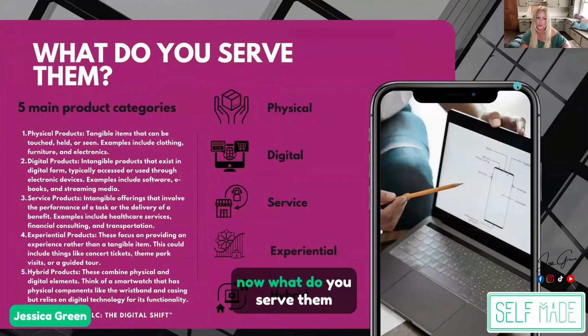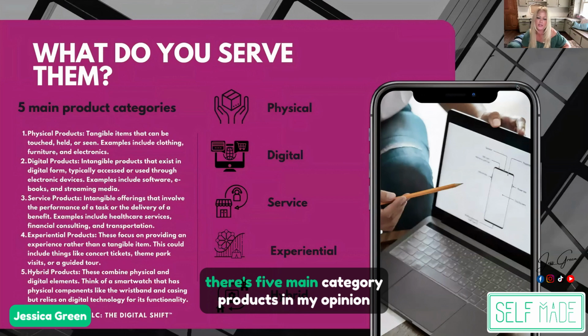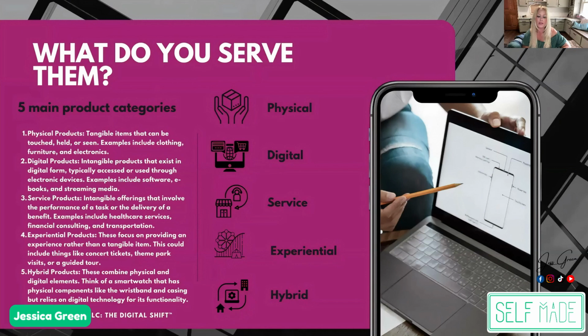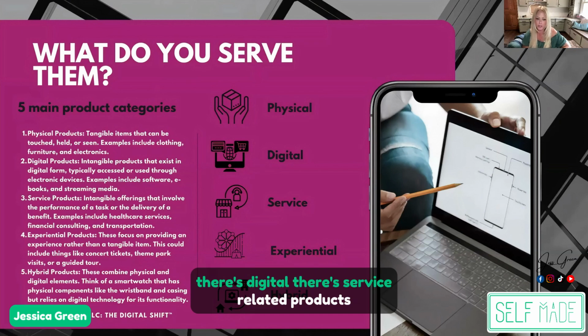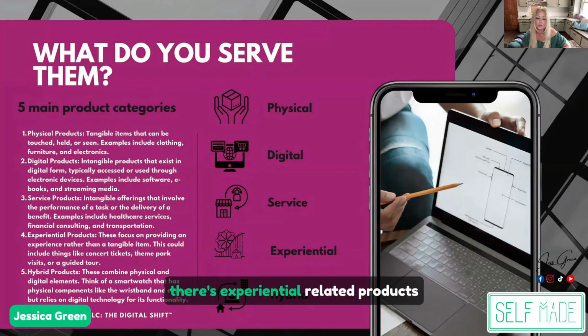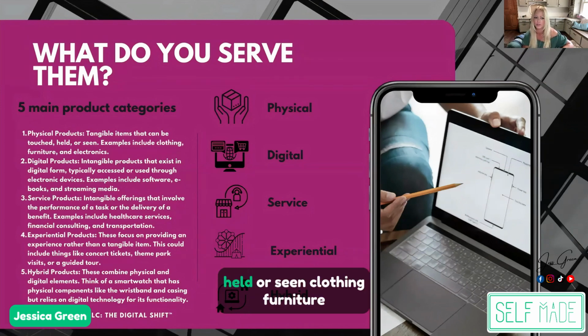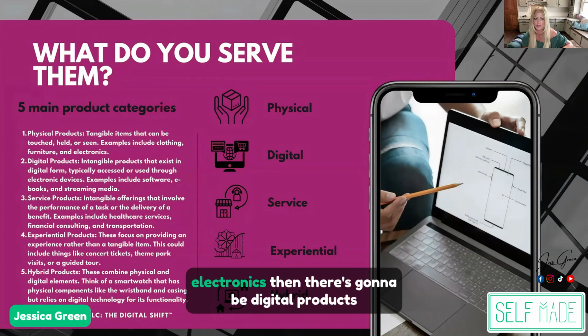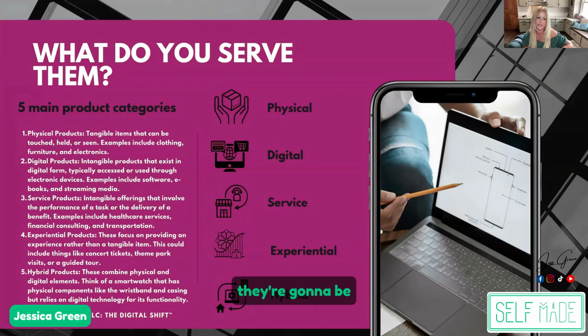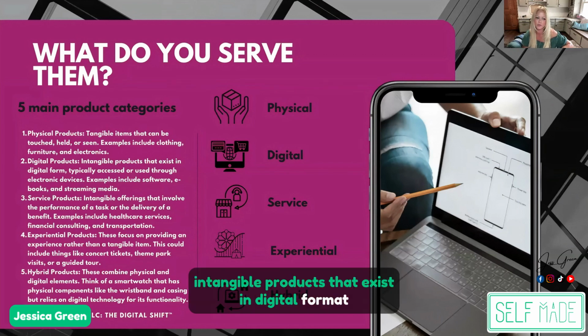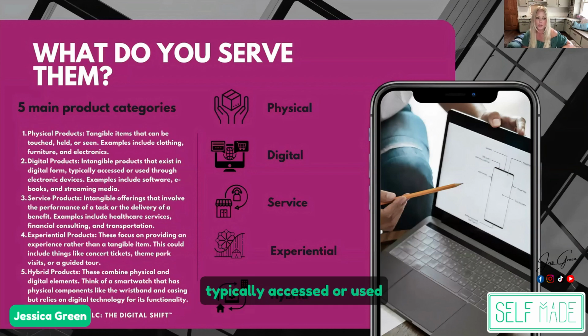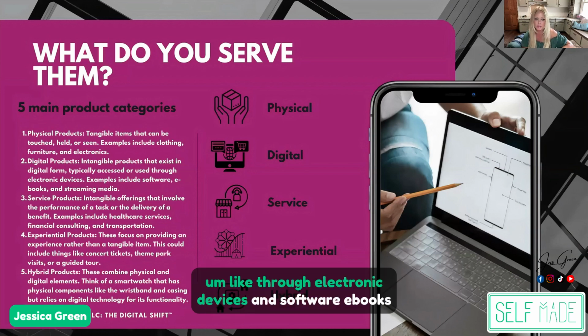Now, what do you serve them? In my opinion, there's 5 main category products. There's physical, there's digital, there's service-related products, there's experiential related products, and there's hybrid products, a mixture of a couple of these. So physical products are going to be tangible items that can be touched, held, or seen: clothing, furniture, electronics. Then there's going to be digital products. They're going to be intangible products that exist in digital format, typically accessed or used through electronic devices, software, ebooks, streaming video.